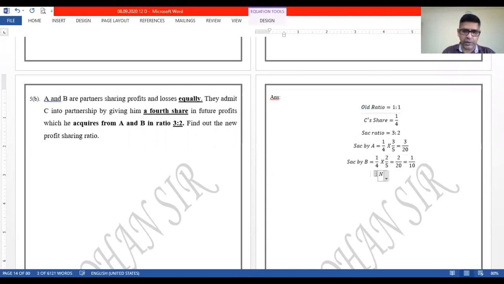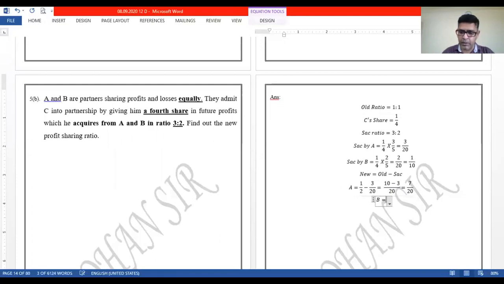Okay, now let us calculate the new ratio. So for the new ratio, the formula is old minus sacrifice, right? Now the new share for A. A will be equal to, old share is 1 by 2 because A and B share the profits equally, and the sacrifice by A can be seen as 3 by 20. Okay, so LCM will be taken. LCM will be 20 over here, right? So 10 minus 3. Got it? 10 minus 3 is 7 by 20. Okay, that is for A.